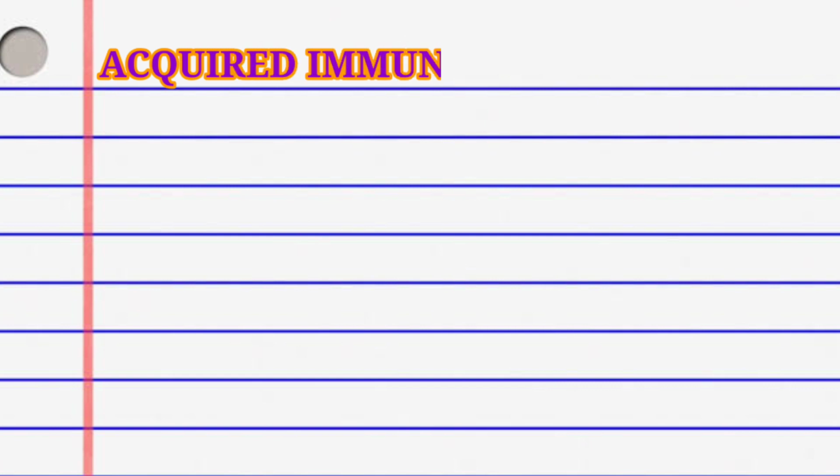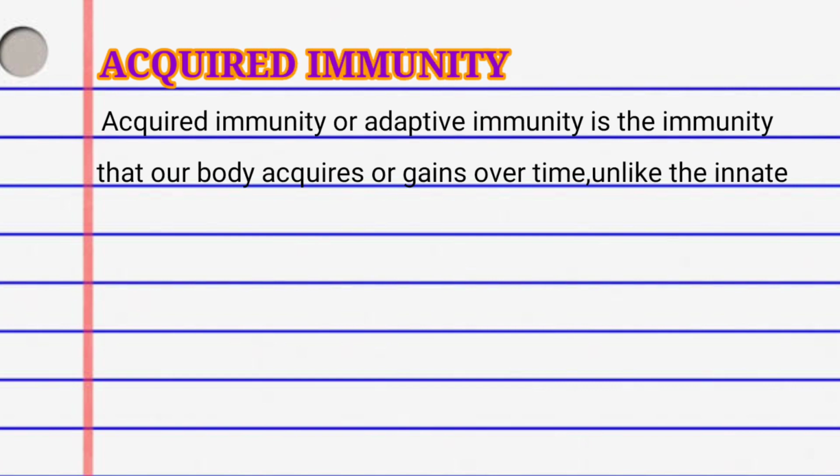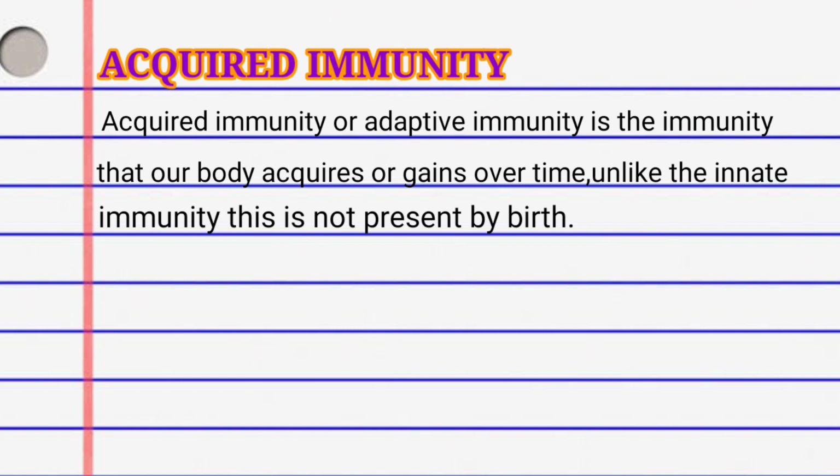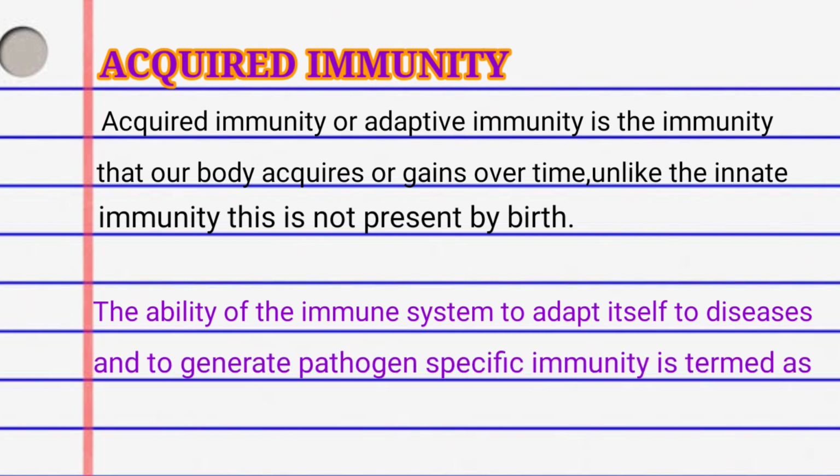Acquired immunity. Acquired immunity or adaptive immunity is the immunity that our body acquires or gains over time. Unlike the innate immunity, this is not present by birth. The ability of the immune system to adapt itself to diseases and to generate pathogen-specific immunity is termed acquired immunity. It is also known as adaptive immunity.